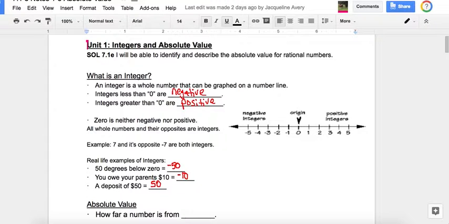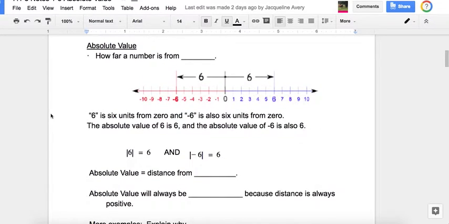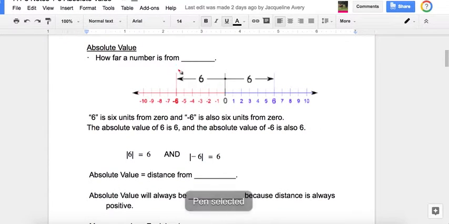Okay, moving right along. So what is absolute value? It's how far a number is from 0. So you can see on the number line, negative 6 is 6 spaces away from 0, and positive 6 is also 6 spaces away from 0. So the absolute value of 6 is 6, and the absolute value of negative 6 is also 6. So an integer and its opposite will have the same absolute value.